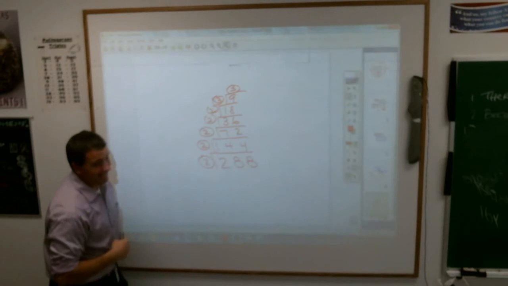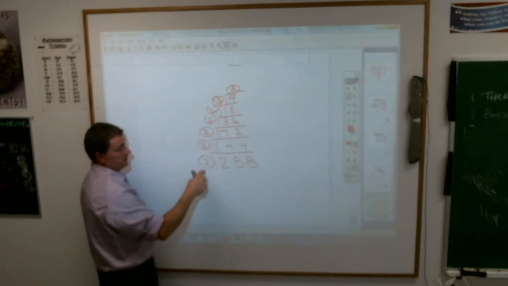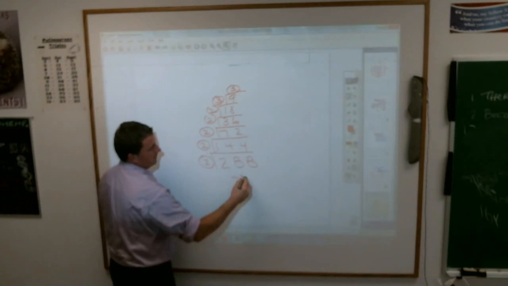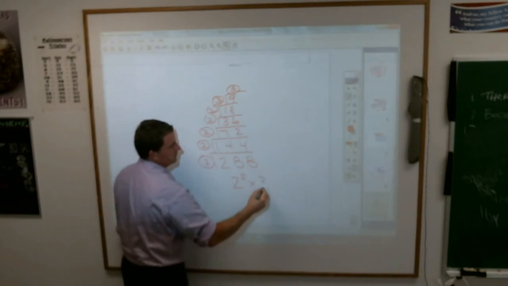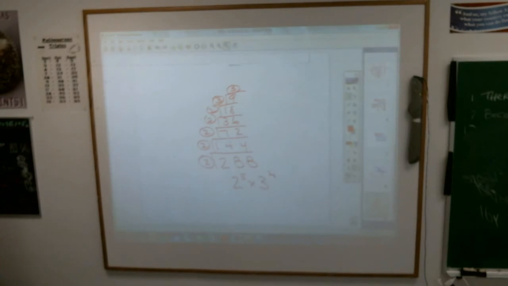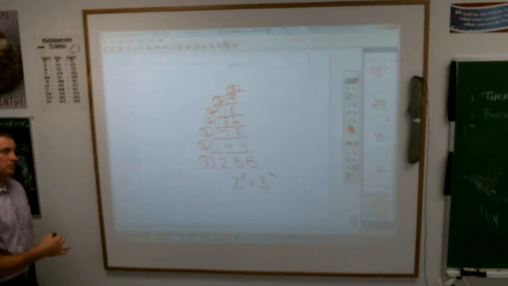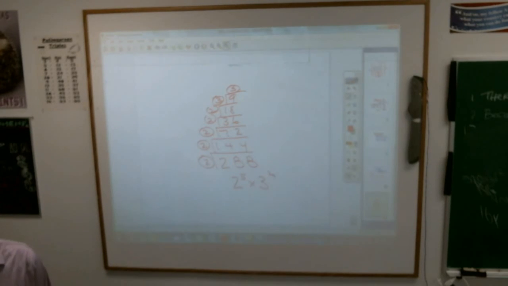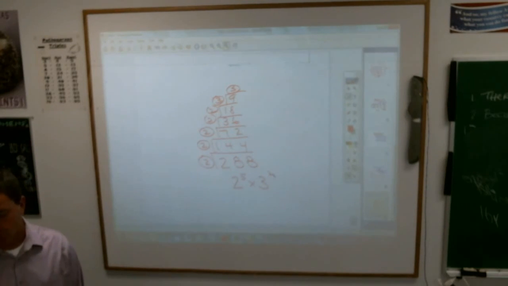So 288 prime factorized is 1, 2, 3, 4, 5 2's, 2 to the 5th power times 3 to the 2nd power. 5 2's times 2 3's. Sometimes they'll tell you to use a factor tree, sometimes they'll tell you to use division by primes. If they don't tell you, you can choose whichever way you personally feel is good.